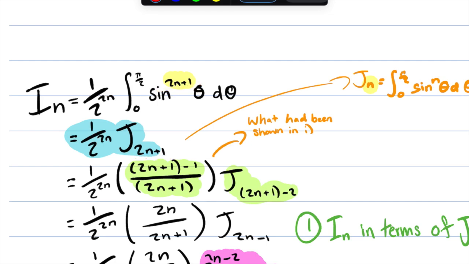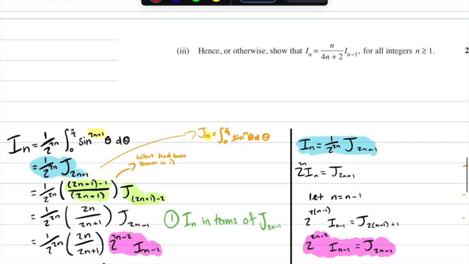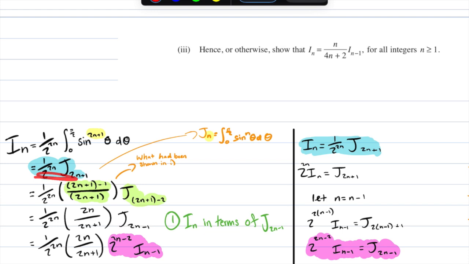From here, we can show this expression here is equivalent to the one above, using what we had shown in part 1. From the expression here before, we know that I_n is equal to this, therefore multiplying by 2 to the 2n, we get that J_{2n+1} is equal to 2 to the 2n I_n.